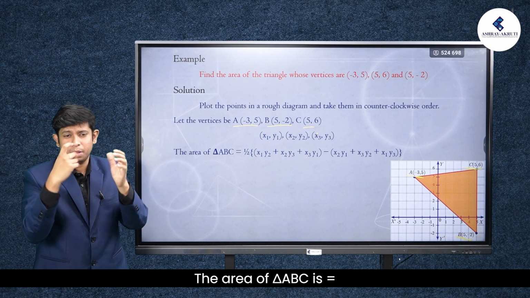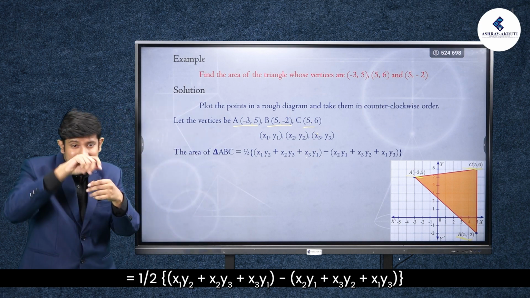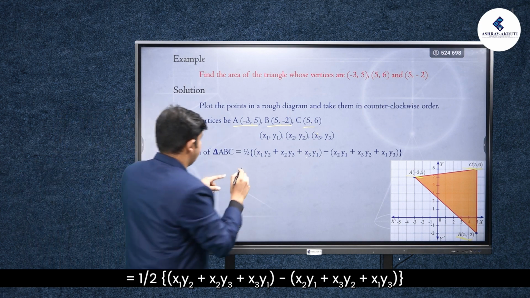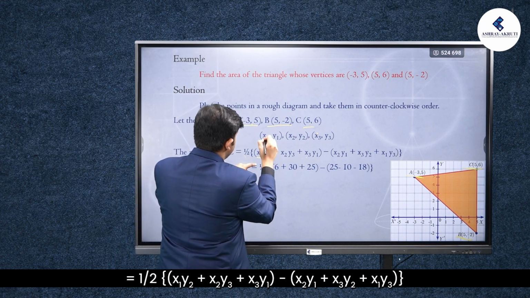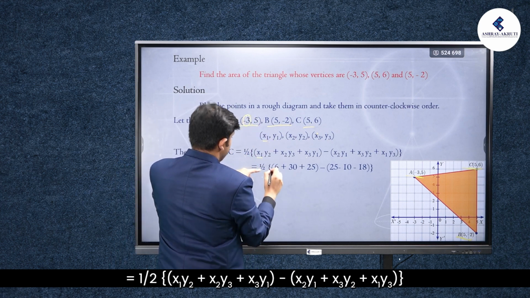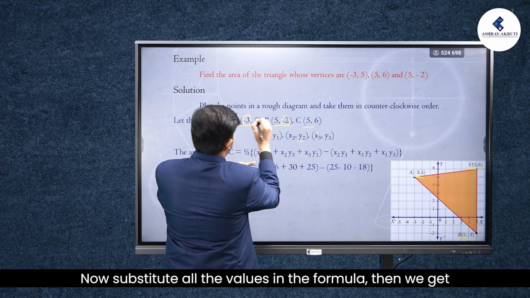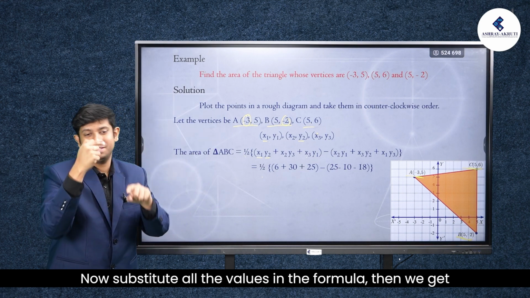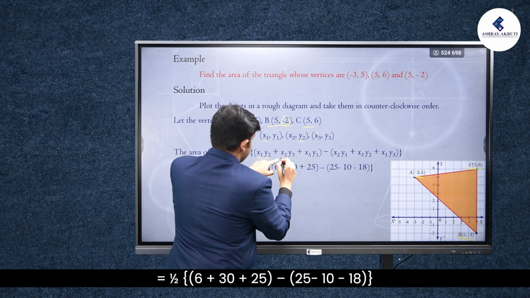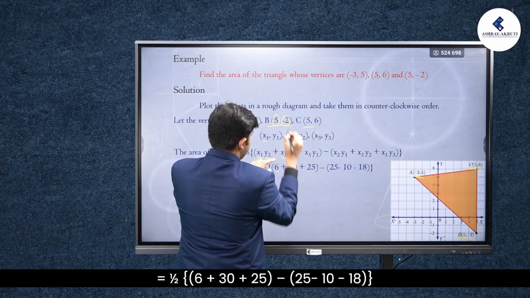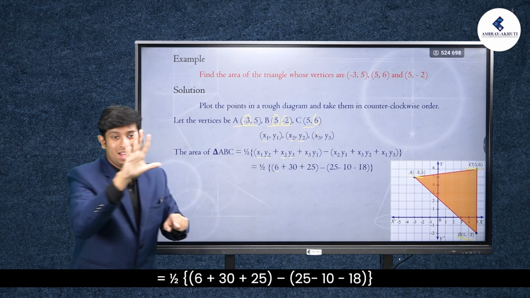Area of triangle ABC is equal to half into x1 into y2 plus x2 into y3 plus x3 into y1 minus x2 into y1 plus x3 into y2 plus x1 into y3. Now substitute all the values in the formula, then we get half into 6 plus 30 plus 25 minus 25 minus 10 minus 18.